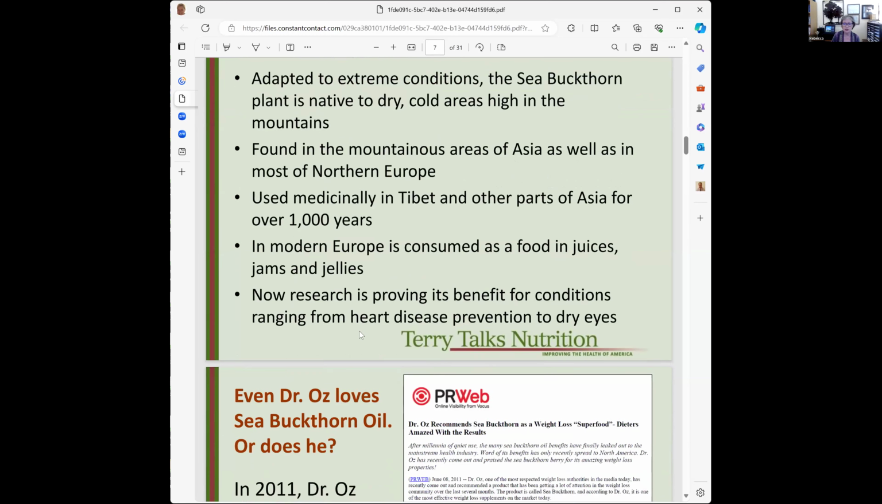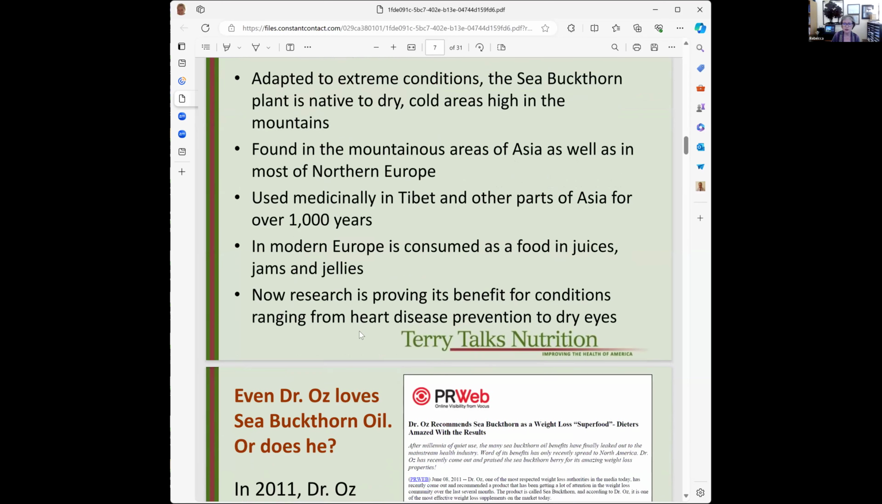Even Dr. Oz loves sea buckthorn oil, or does he? He recommends sea buckthorn as a weight loss superfood. Dieters amazed with the results. Well, there you go. That's the kind of thing that'll get people to use it first, right? Most people will be like, what? That's going to help me lose weight. I'll take a double dose.